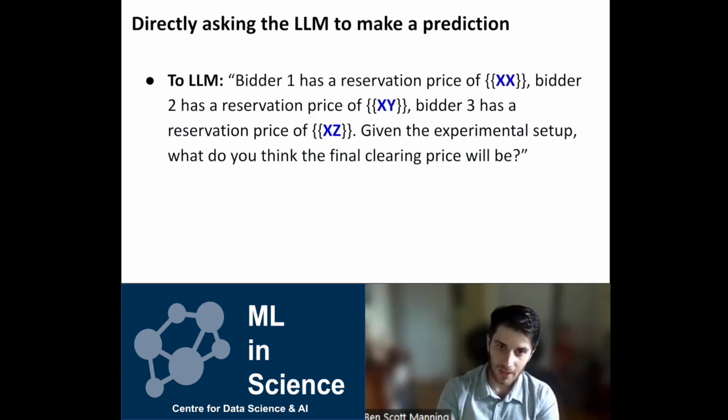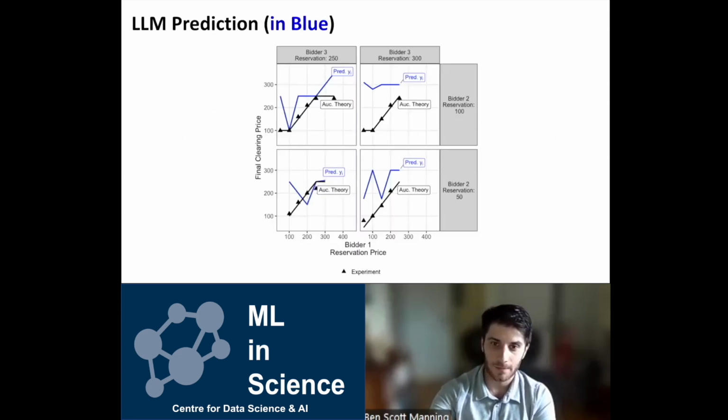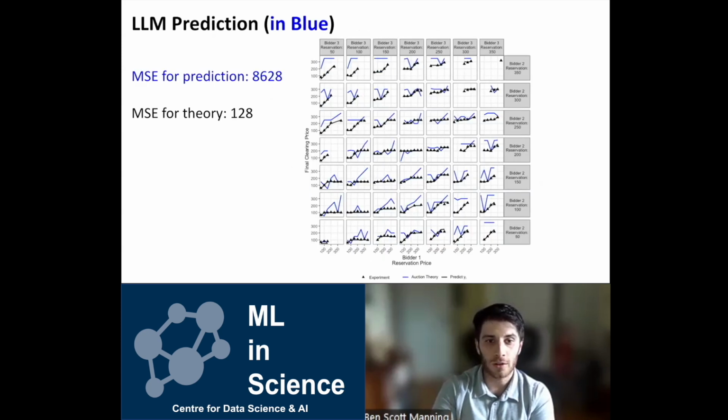So what we do is we provide a more complex version of this prompt. For each one of the combinations of reservation prices, we ask GPT-4, which is, if I haven't mentioned, the model we've been using through all of this, although one could use any model, to predict the final price of the auction for each combination of reservation prices. And what we find is that it's not good. It is almost 2 orders of magnitude worse in terms of mean squared error in predicting the results from the simulated experiments than the theory.